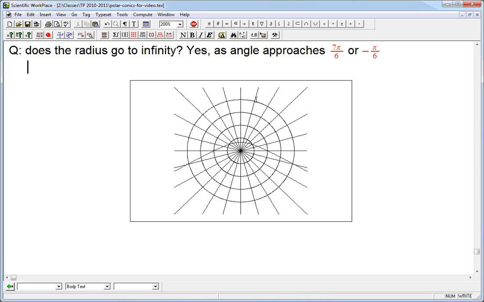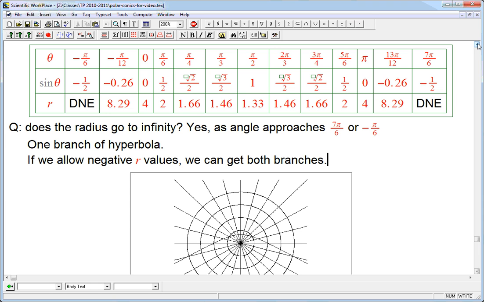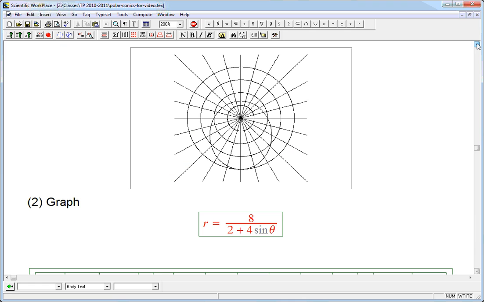Now, we only got one branch of a hyperbola, and that's because I wanted to avoid negative r's. If we allow negative r values, which I purposely skipped before, we can get both branches. It's kind of cool, but not something that's really crucial for us. So it turns out that basically any equation of this kind of form, where you have constant over constant plus or minus constant sine or cosine theta, those are how you get the conic sections in polar. And I'll do another real short video on the algebra of that, but this one's gotten long enough already.